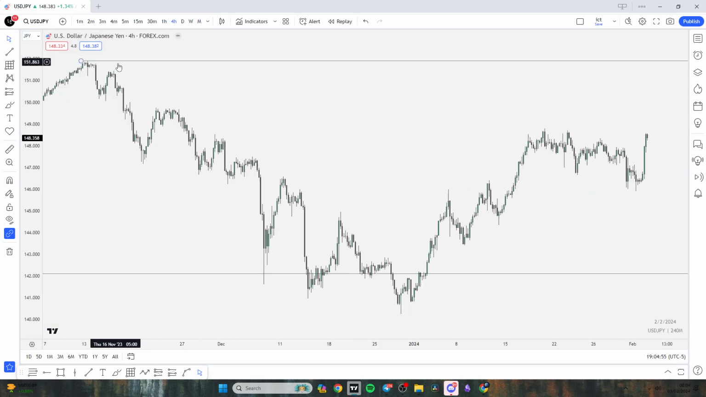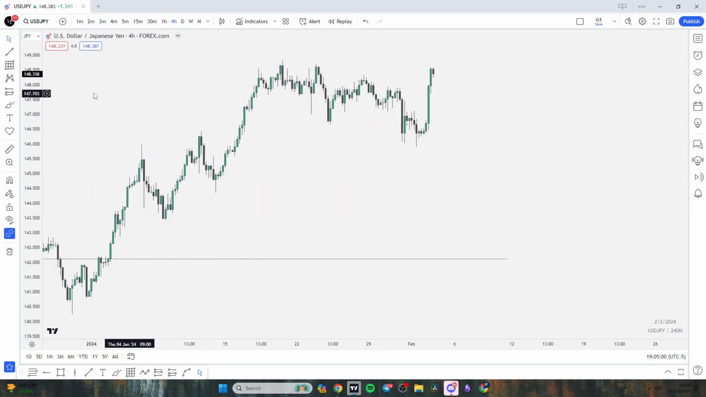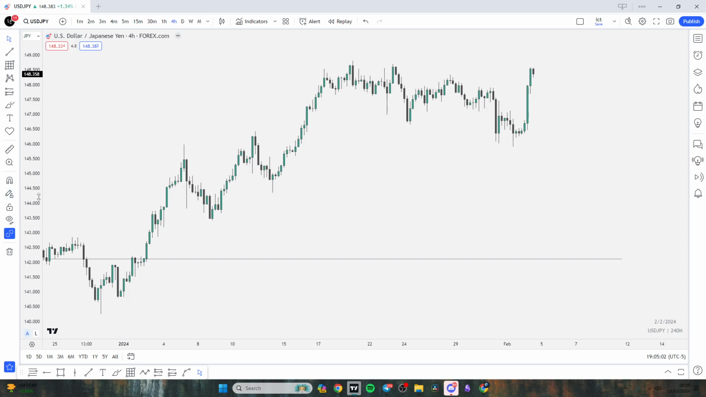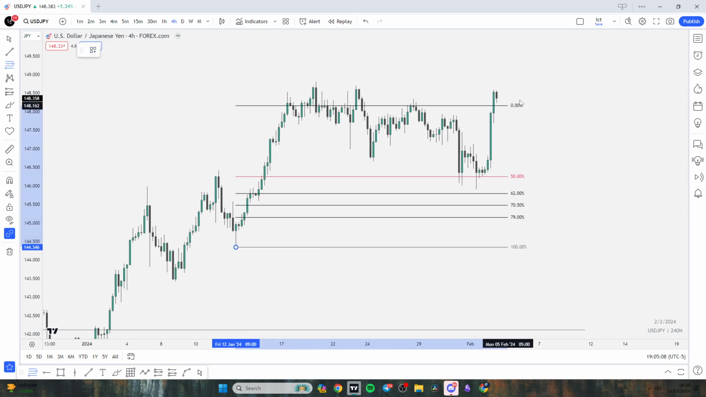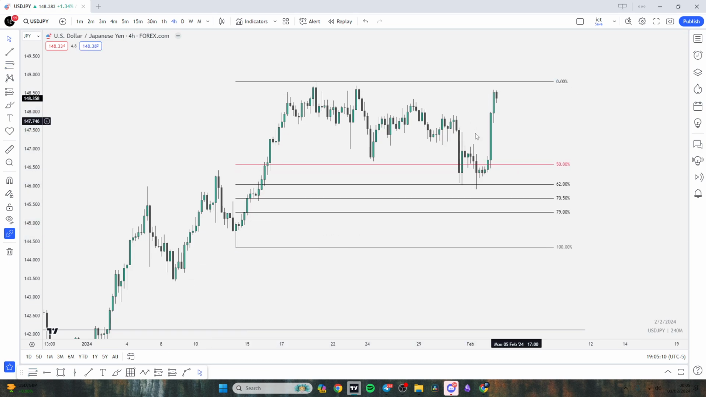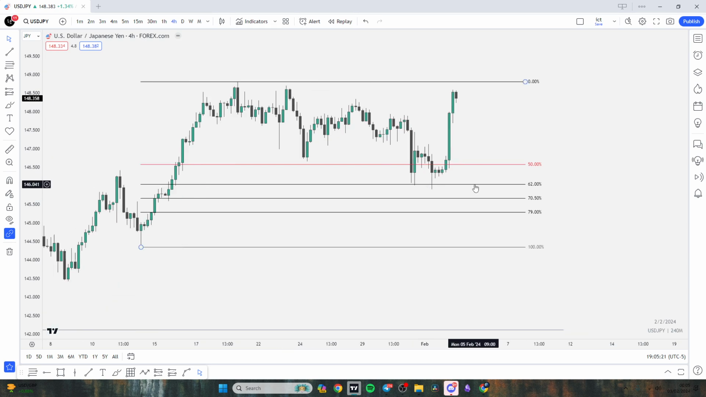So until we take out the high, this is our draw on liquidity, and it will continue to be so. Now, again, just on a 4-hour chart, if we take this range to this range, now why this range? Because we took out sell side liquidity here, and this high because we took out buy side liquidity. As you can see, it came into the 62% retracement, and we always want to be buying in that discount area.